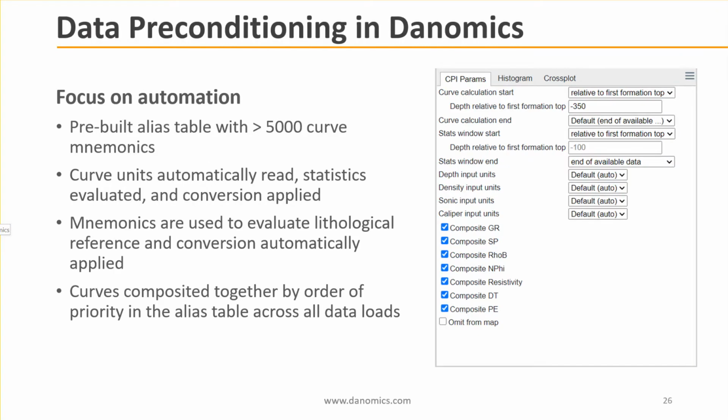So now I want to go into some of the specifics of how we do this in Danomics. We try to focus on automation for a lot of the data preconditioning. So, a pre-built alias table with over 5,000 curve mnemonics. The curve units are automatically read, statistics are automatically evaluated, and conversion is applied. The mnemonics are used to evaluate the lithological reference. We have built-in correlations, so we can automatically transition those to the correct lithological reference for your calculations.